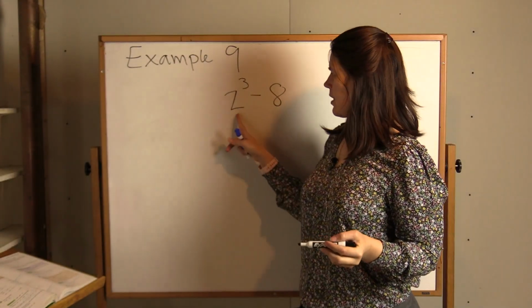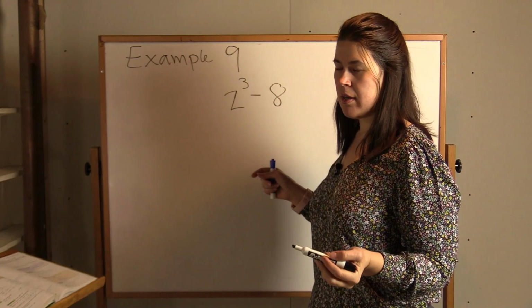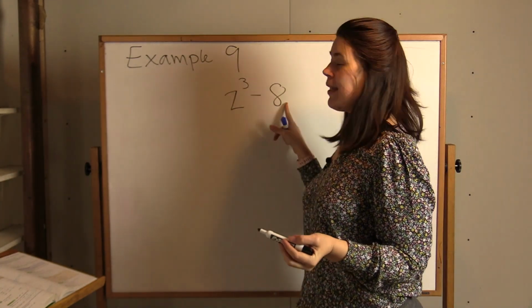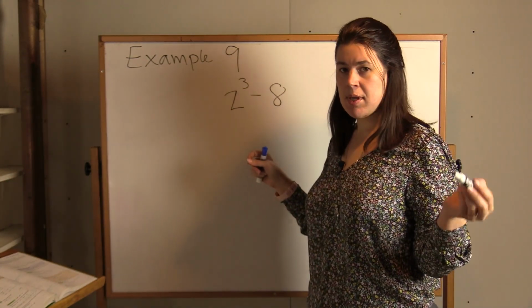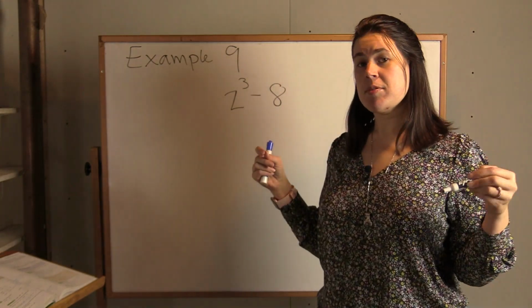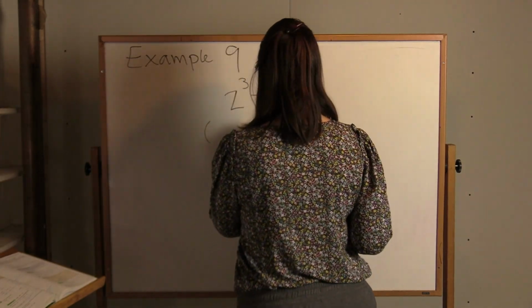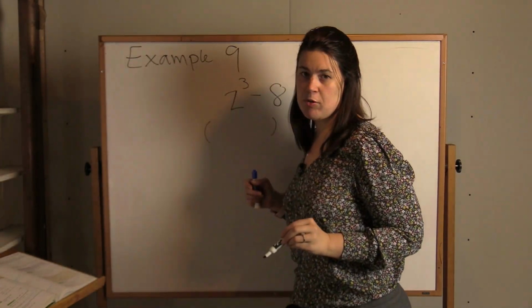Okay, so z to the third, 3 can divide by 3, so that's a perfect cube. And 8, can the same number be multiplied 3 times to equal 8? Yes, 2 times 2 times 2. So that means that this can work for our rule. So I'm going to go ahead and set up my first binomial.